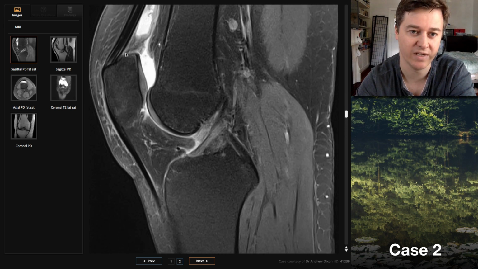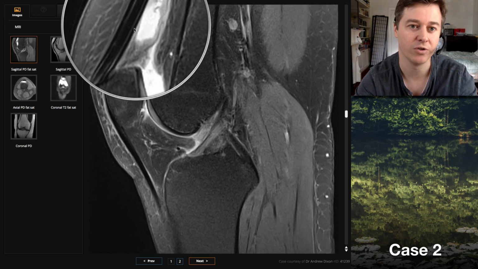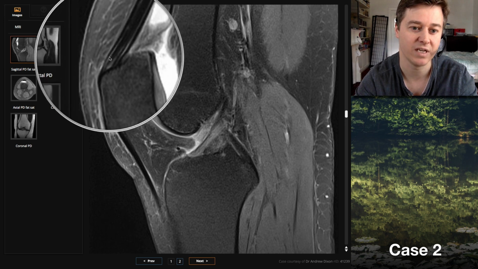The quadriceps tendon itself looks good. It's normal to have these kind of longitudinal striations within the quadriceps tendon.